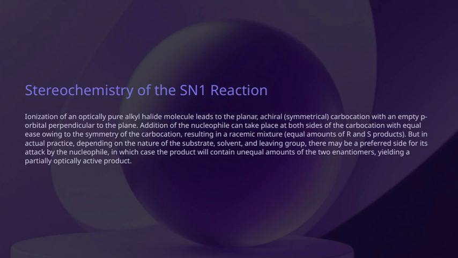Instead, you get a mixture with unequal amounts of the two enantiomers, resulting in a partially optically active product. This touches on a key point about the stereochemistry of SN1 reactions. Even though the intermediate is symmetrical, the reaction conditions can steer the outcome toward one enantiomer more than the other. That's why understanding these subtle influences is crucial for controlling stereochemical outcomes in synthesis.